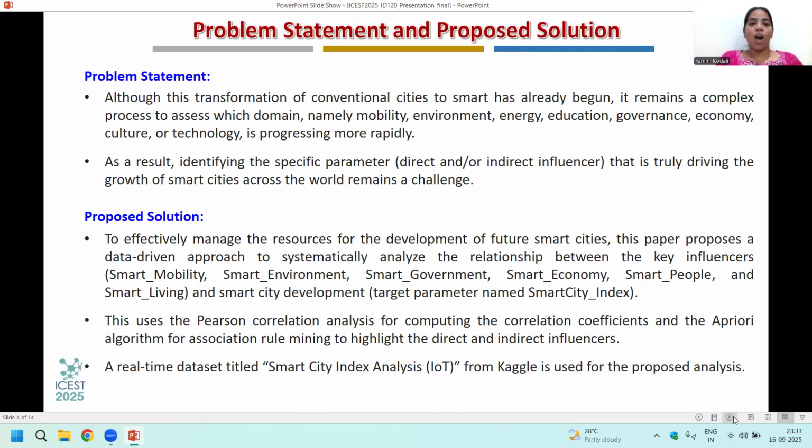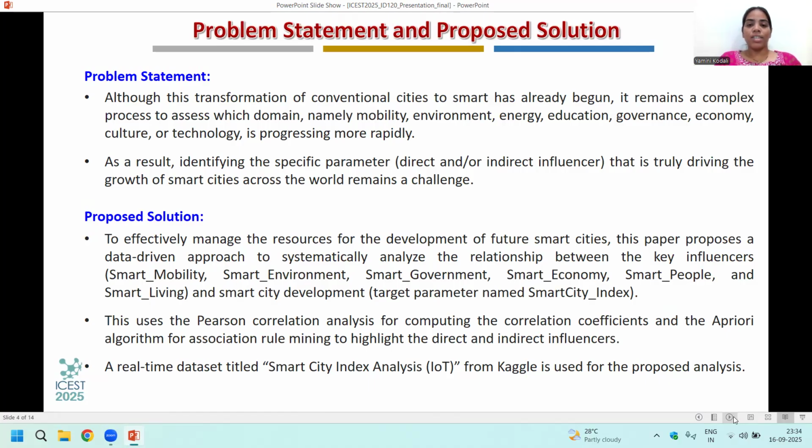Problem statement. Although the transformation of conventional cities to smart cities has already begun, it remains a complex process to assess which domain, such as mobility, environment, energy, education, governance, economy, culture, or technology, is progressing more rapidly. As a result, identifying the specific parameter that is truly driving the growth of smart cities across the world remains a very challenging one.